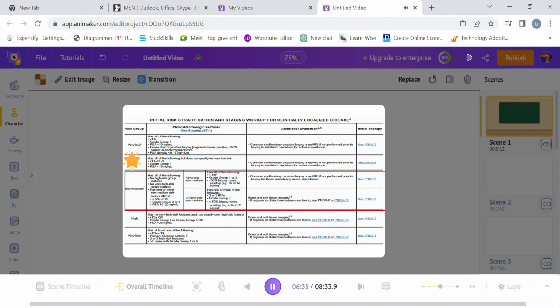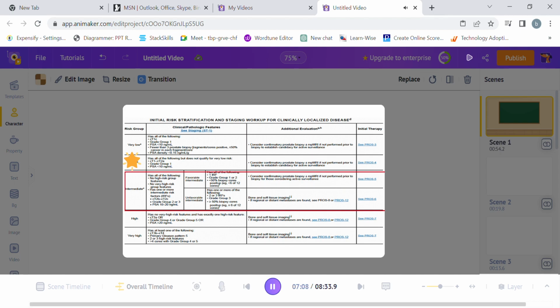Additional classifications split the intermediate risk group into favorable and unfavorable categories. Favorable intermediate has all of the following characteristics: 1 increased risk factor, grade group 1 or 2, and less than 50% of cores positive. Unfavorable intermediate cases have one or more of the following: 2 or more increased risk factors, grade group 3, 50% or greater of the cores come back positive.